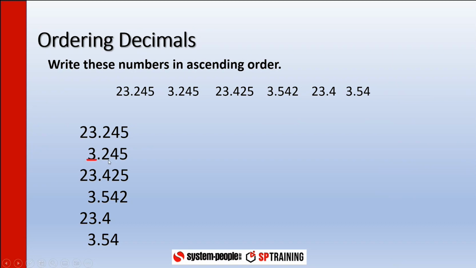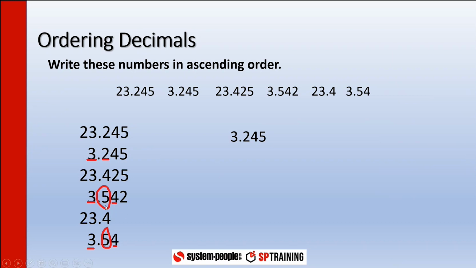So we're going to look at the 3.2 first. We're looking at all those with 3 at the beginning, and then we look at the next number, and we've got a 3.2, so that would come first. And then we've got a 3.5 and another 3.5. So we're looking at 3.245. We've got a 3.5 here. We've got another 3.5 here. So we look at the next figure, which is a 4. And so we look at the next figure.